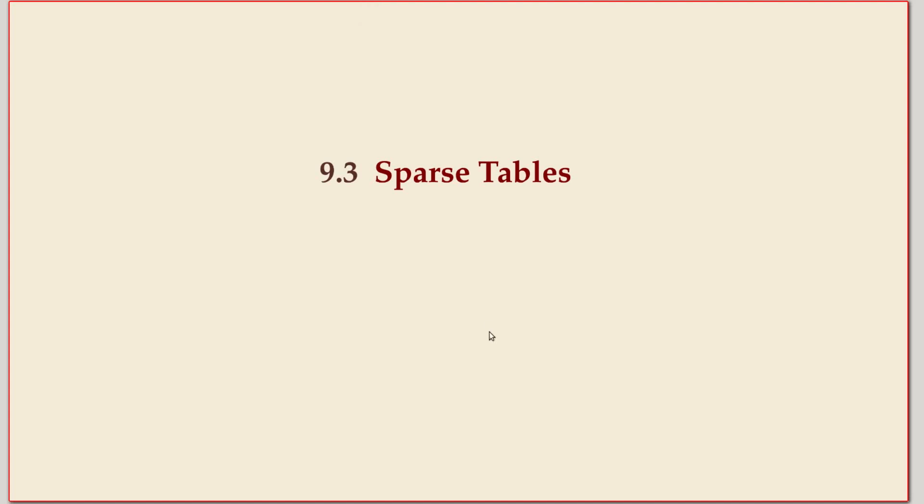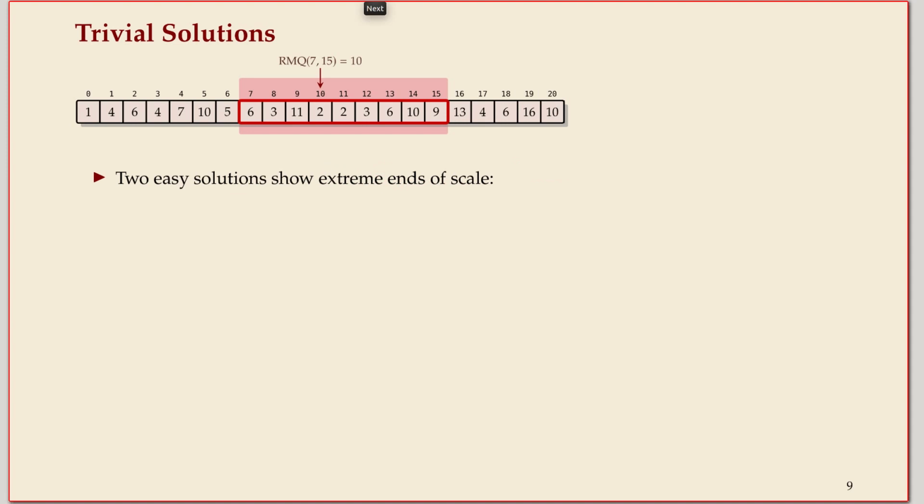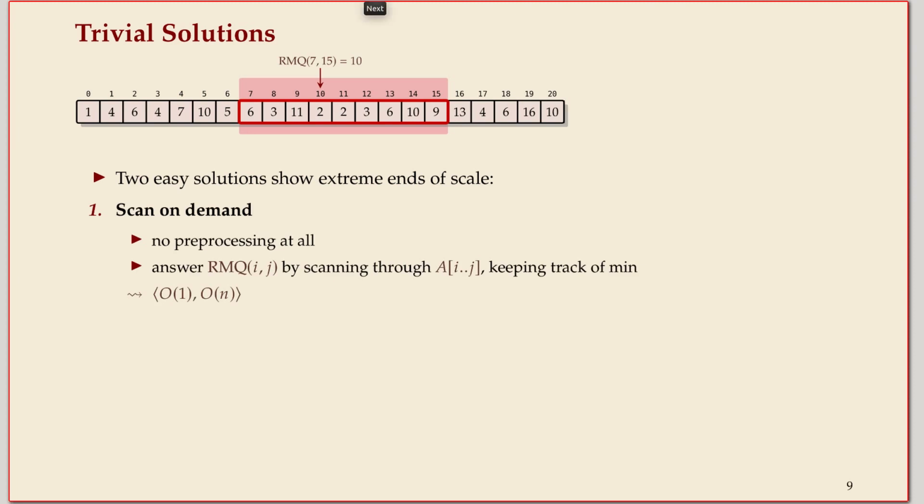Let's look at solutions for the range minimum query problem. And let's start simple. So let's first think about the simplest possible ways we can do this. I think there's two trivial solutions that don't require any insight or any thought, but they're still helpful to write down because they show the two opposite ends of the trade-off between pre-processing time and query time.